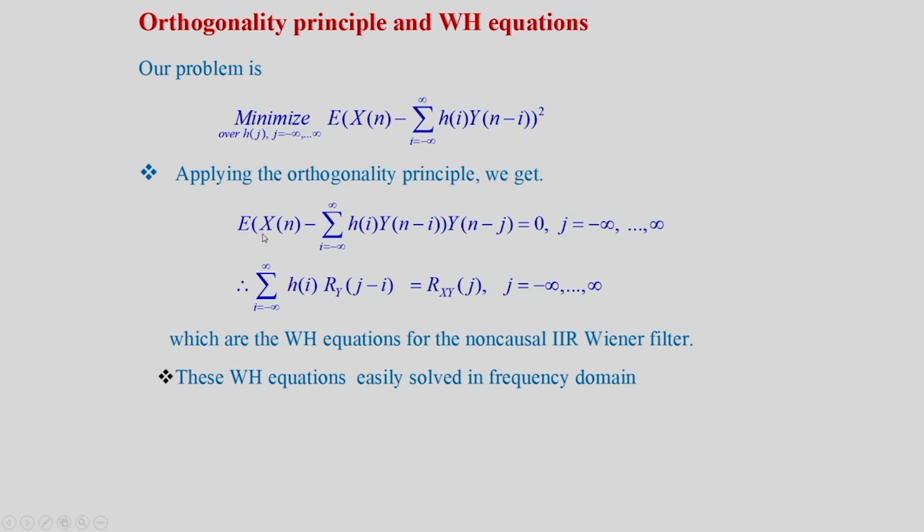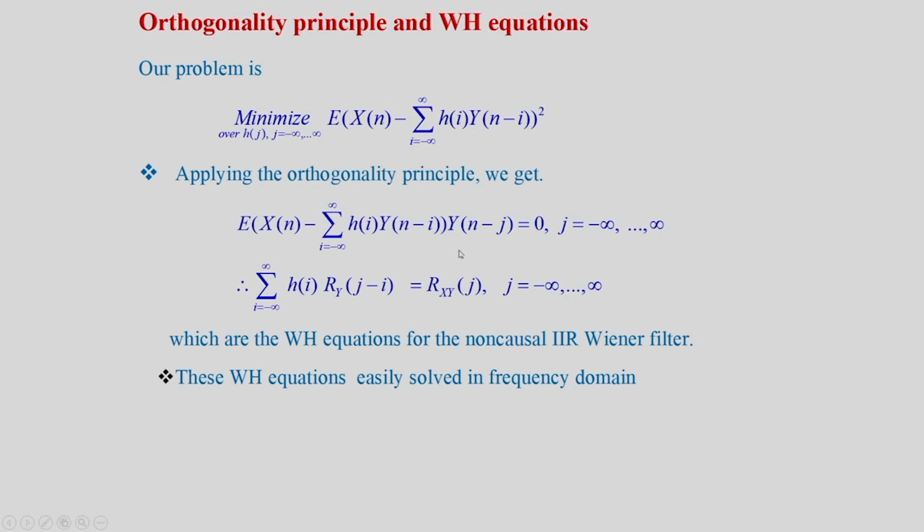Applying the orthogonality principle, we get E[(x[n] minus summation h[i] y[n minus i], i going from minus infinity to infinity) y[n minus j]] is equal to 0 for j equal to minus infinity up to infinity. Now, this equation can be rewritten as summation h[i] r_y[j minus i], i going from minus infinity to infinity, is equal to r_xy[j], because E[x[n] y[n minus j]] will be equal to r_xy[j]. Similarly, E[y[n minus i] y[n minus j]] will be r_y[j minus i]. Therefore, we get this equation: summation h[i] r_y[j minus i], i going from minus infinity to infinity, must be equal to r_xy[j] for j going from minus infinity to plus infinity.